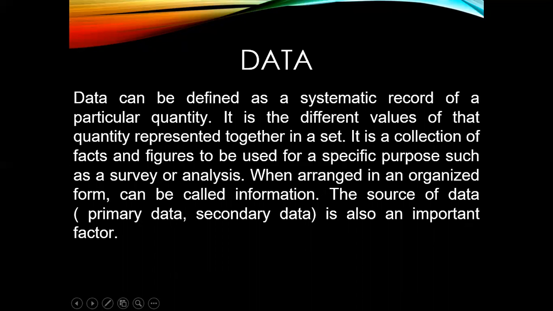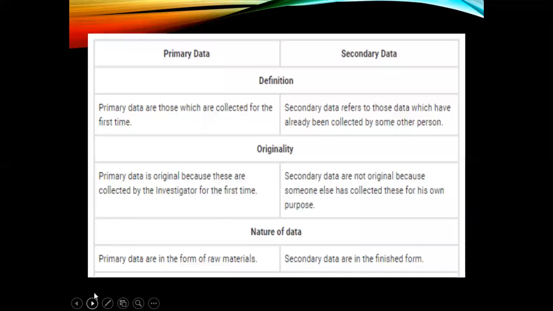Now, the source of data, based on which your data is classified as primary and secondary data, is also an important factor. Let us understand what primary data and secondary data refer to. As you can see over here, primary data are those data which are collected for the first time. You can refer to it as raw data, whereas secondary data refers to those data which have already been collected by some other person.